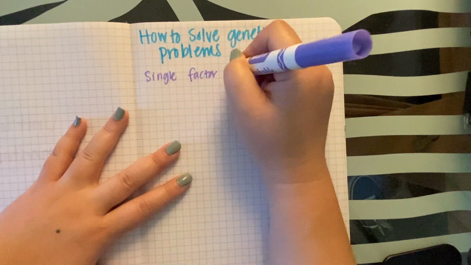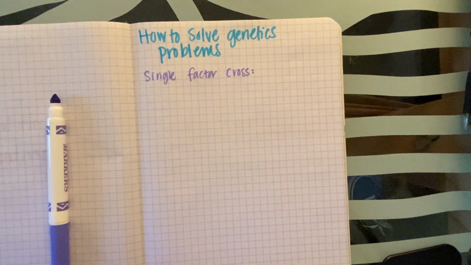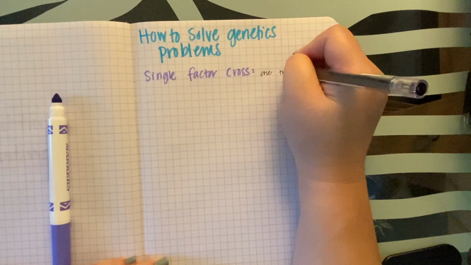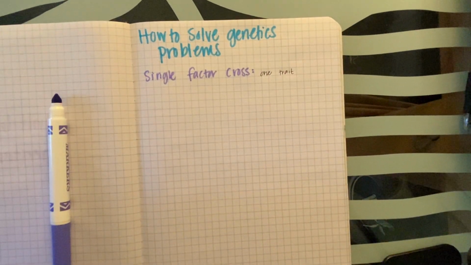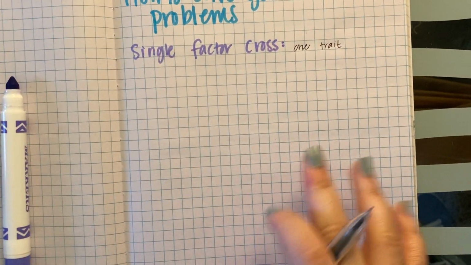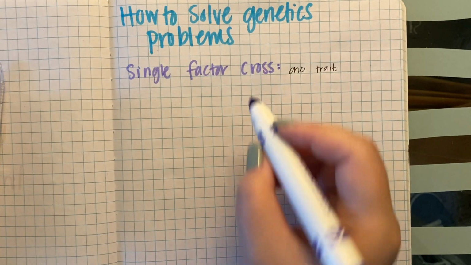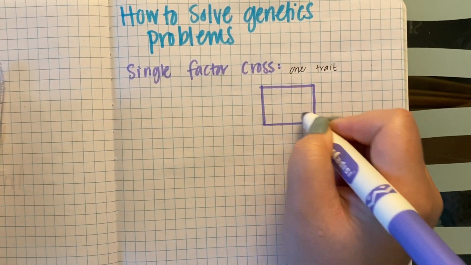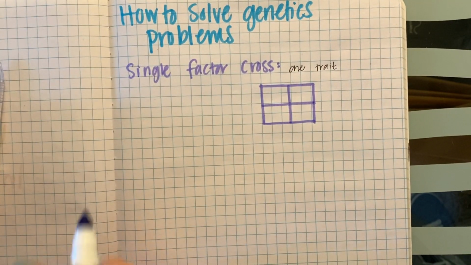So a single factor cross will just be 1 trait is being looked at. So we're just looking at plant color, or we're just looking at pea pod shape. And so when you do a single factor cross, all you have to do is a 4 square Punnett square. So if you see a Punnett square like this, that would be a single factor cross.